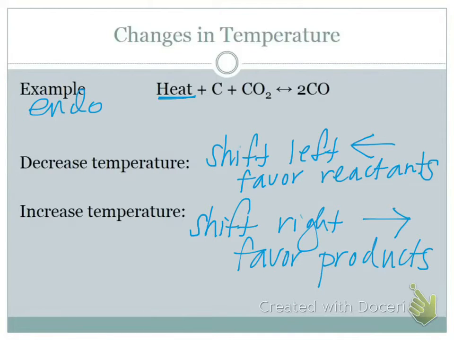Do you want me to add in an exothermic reaction? Because it is different when you have an exothermic reaction. On this one, you can't just look at it and say, oh, decreased temperature is shift left. If it is exothermic and I decrease the temperature, it would shift right, so it's opposite. Okay? Do you want me to do an example or just move on? Okay, that's what they wanted last period.